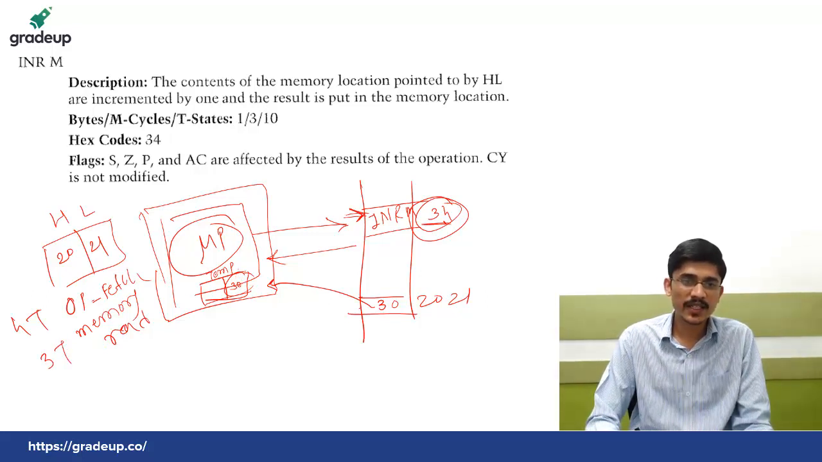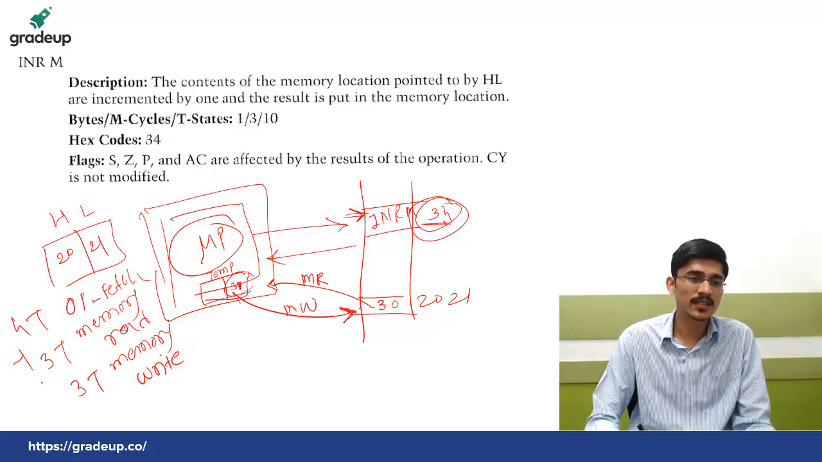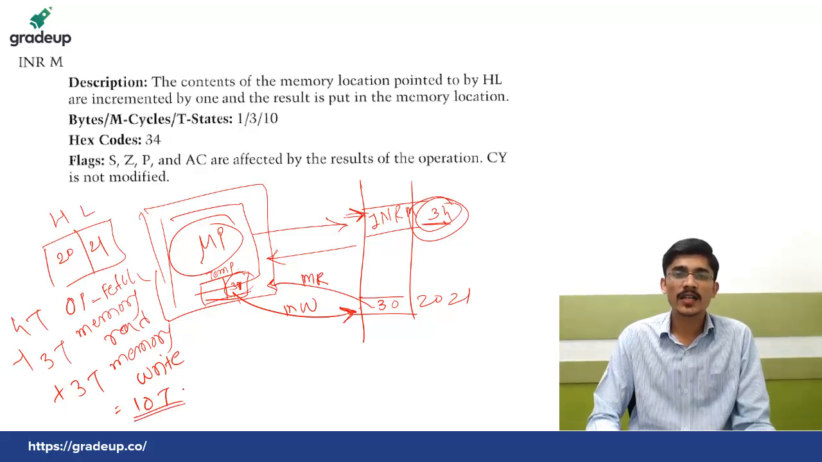Then it is incremented by 1. As I have explained, whatever is happening inside the microprocessor does not require any time, it is an instantaneous process. So it became 31, and it is again written back to the memory, so it will require one more machine cycle, that is memory write, which again requires 3 states. So in total it required 10 T states. I hope you have understood this instruction.